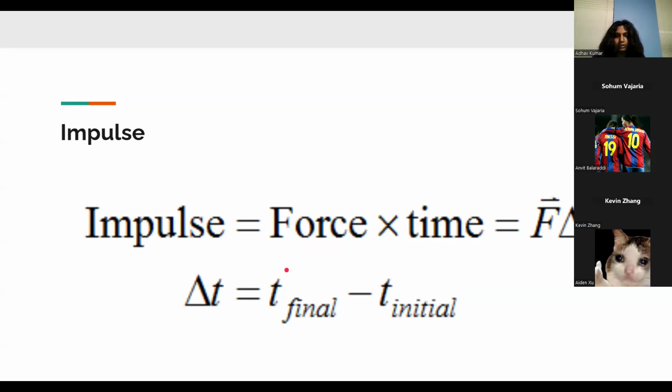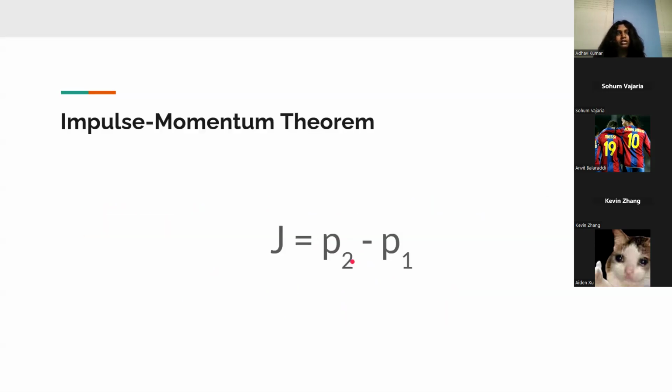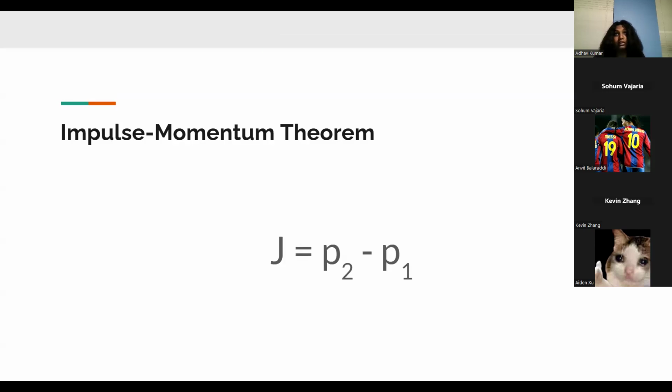If we want a little more complicated problem with this, let's say I deliver an impulse of 600 Newton seconds to a 50 kilogram object, and at the end of the time interval, it is moving at 2 meters per second. What was my initial velocity?